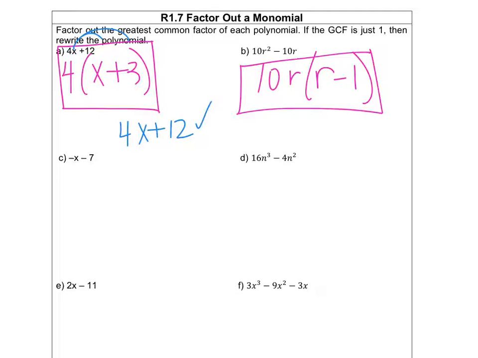Like I said, always mentally check yourself by redistributing it back out. 10r times r would be 10r squared, and then 10r times negative 1 is negative 10r, which is what we got at the very beginning, so we did it correctly.